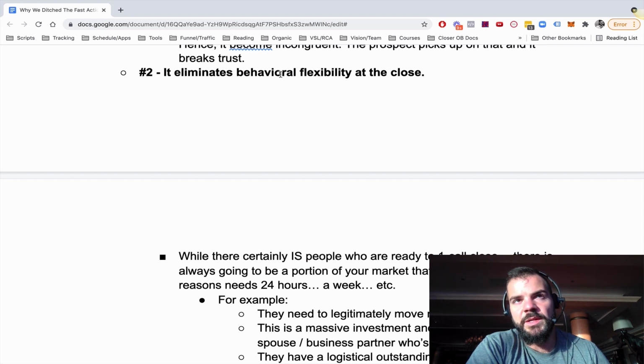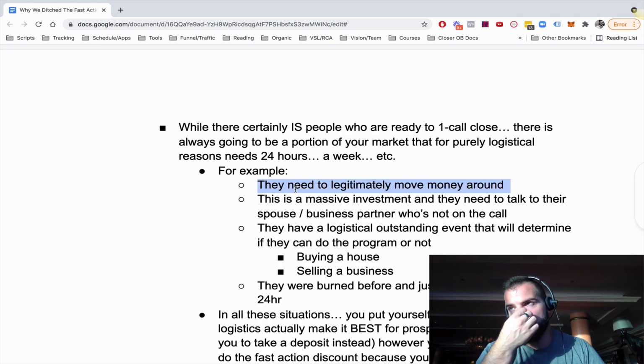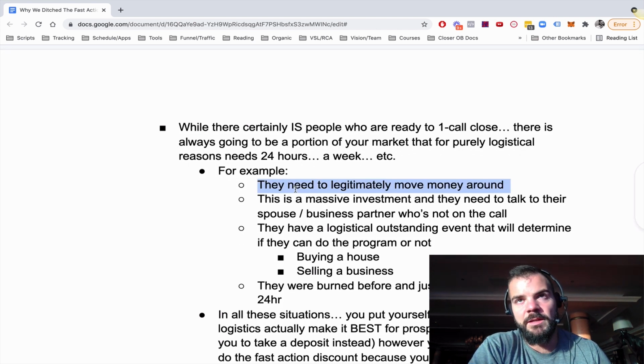And when I say logistical reasons, I mean they genuinely really do want to do it. It's just a matter of, I have some examples here. It's a matter of legitimately moving money around. Like they have it in a Vanguard or Fidelity account, and it takes 3 days, right? Or for them it's a massive investment, and it does make sense for them to talk to their spouse. Or there's a business partner who's not on the call, and it makes sense before they use the company card to talk to the partner. Or there's a logistical outstanding event that's going to determine if they can do the program or not.